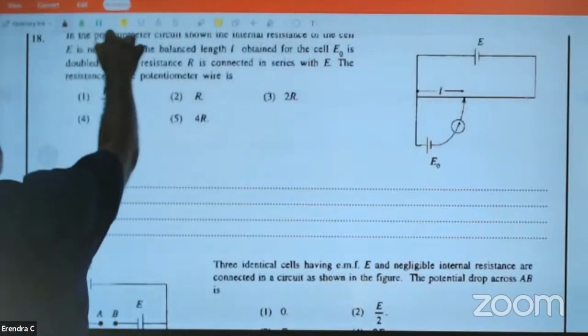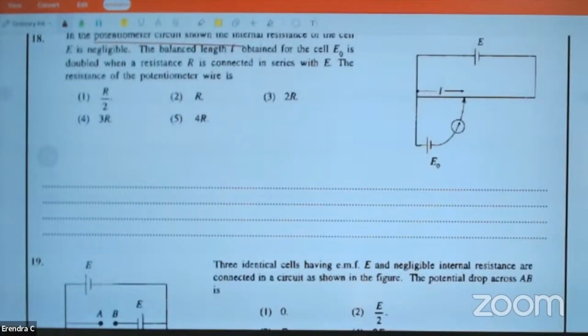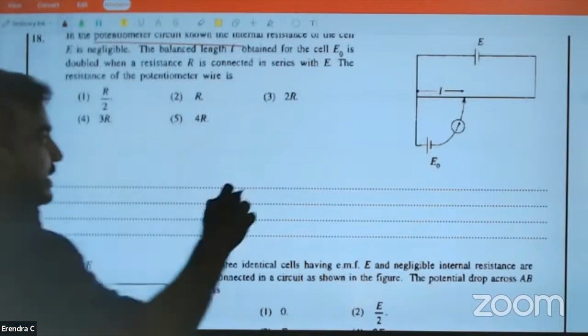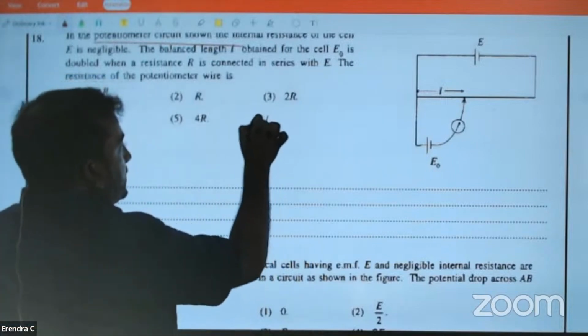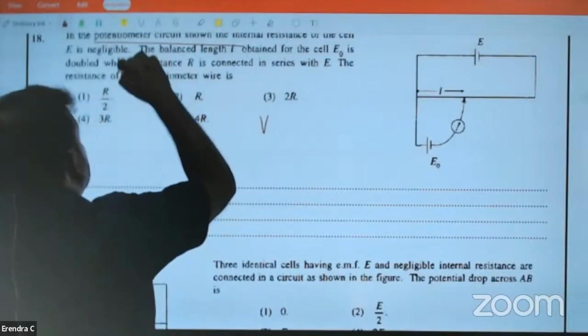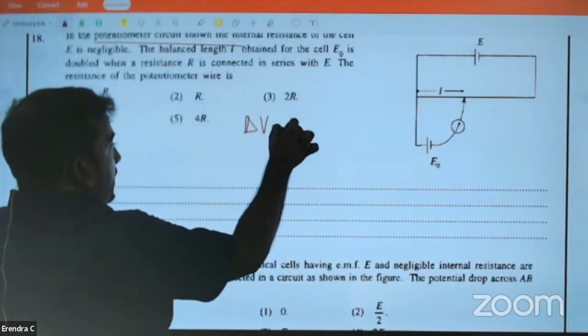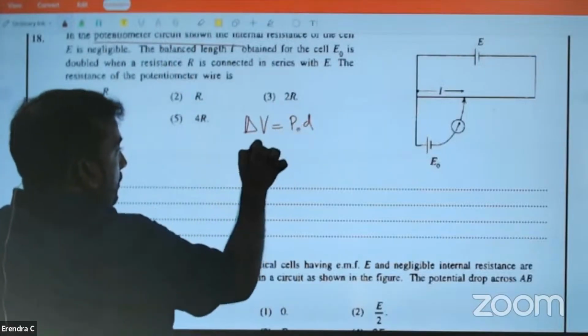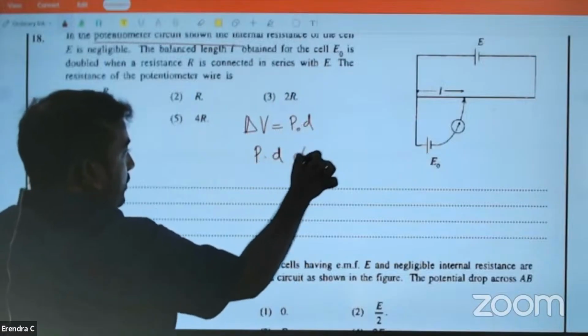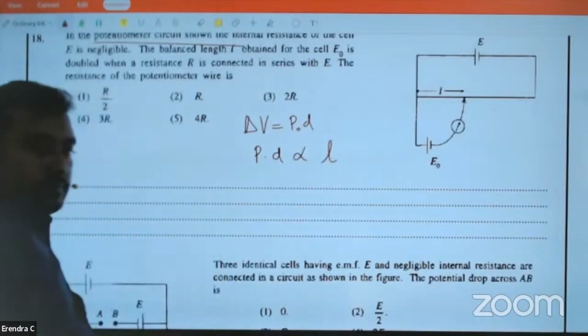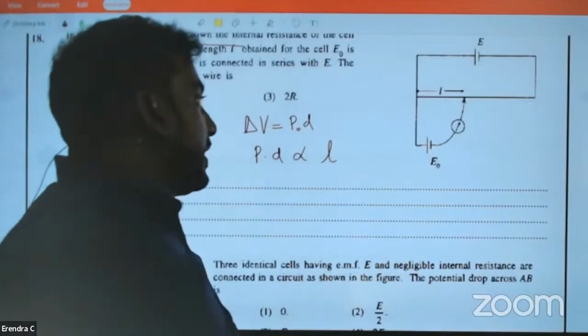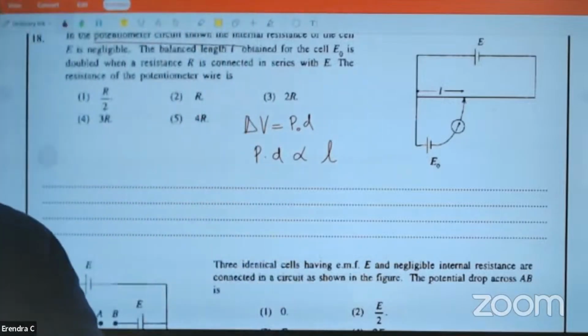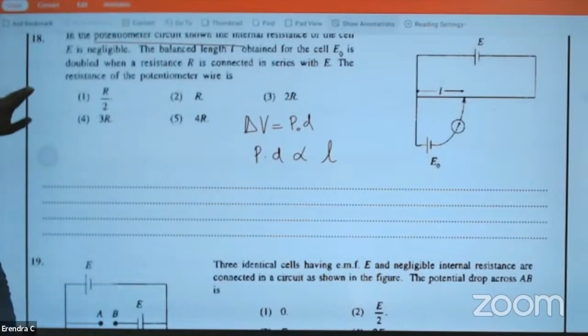Next is a potentiometer problem. Now in potentiometer theory, delta V stands for potential difference. Potential difference is directly proportional to the balance length. That's all. Now read the question, Milu. Read the question.